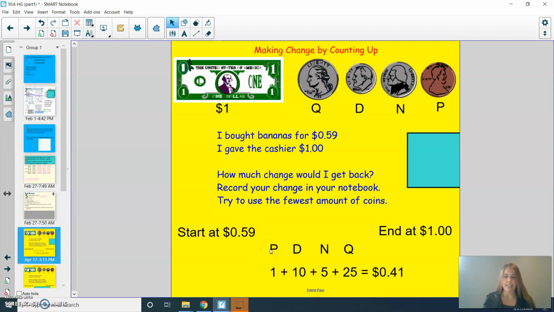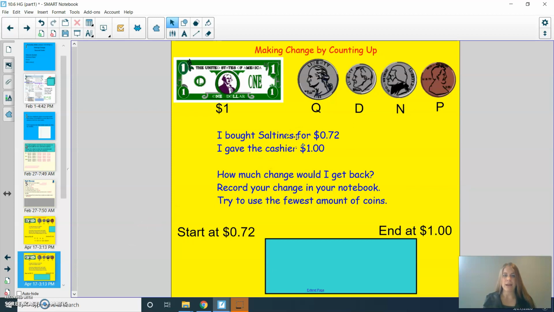So if I'm at 59 cents, plus 1 would get me to 60, plus 10 would get me to 70, plus 5 would get me to 75. I know if I'm at 75 cents and I add a quarter, then I get to a dollar. So I would get 41 cents back. And the fewest coins that I would get would be 1 penny, 1 dime, 1 nickel, and 1 quarter. I want you to try this for our next one.